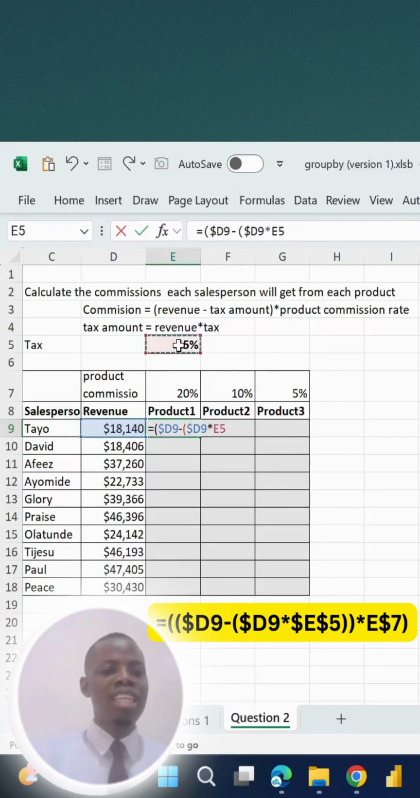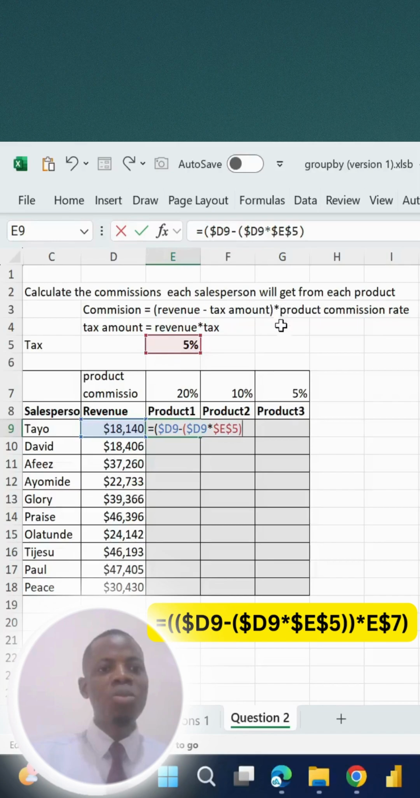Where is our tax? Here. But unlike the revenue, our tax remains inside E5. So I will need to lock both the column and the row. So I can use F4 to just do that, or I can just do it manually and put dollar before the column and dollar before the row. So meaning I am locking it in my entire calculation. It should refer to E5. It should not even go anywhere else. So far we've dealt with revenue minus tax amounts.